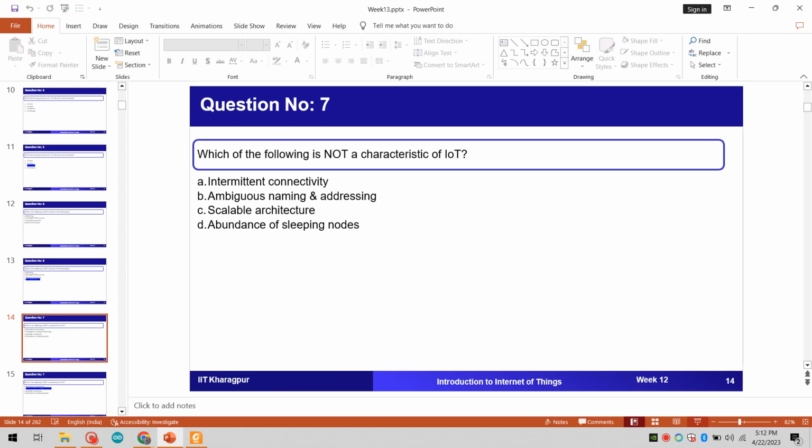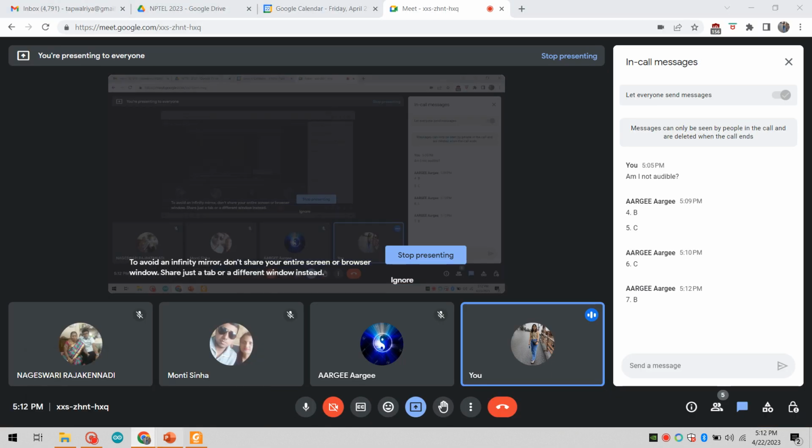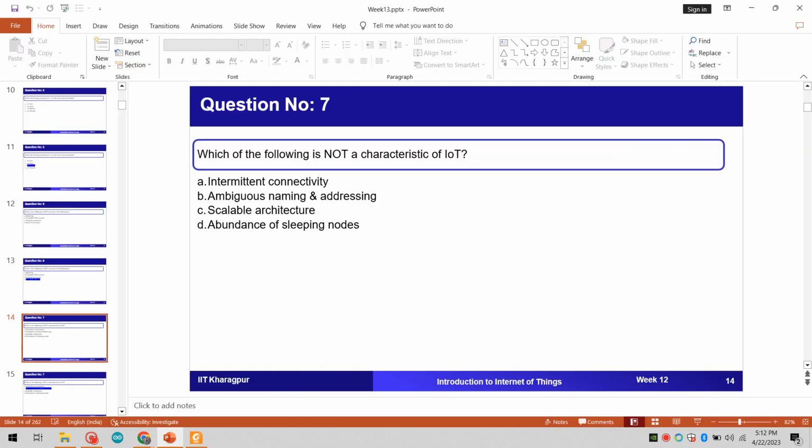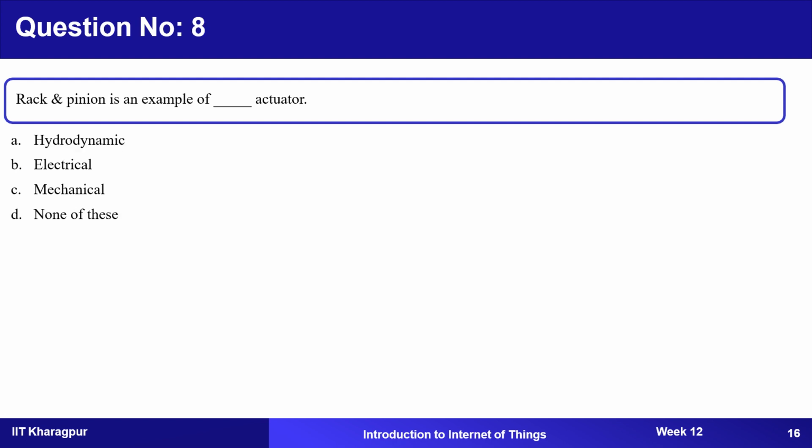Anyone else? B is ambiguous naming and addressing. Yeah, so ambiguous naming and addressing is the correct option, because if you give an ambiguous name in your IoT scenario, then how are you going to transmit the data? So the naming and addressing should be unambiguous. So B is the correct option. Next question is, rack and pinion is an example of blank actuator. Options are hydrodynamic, electrical, mechanical, none of these.